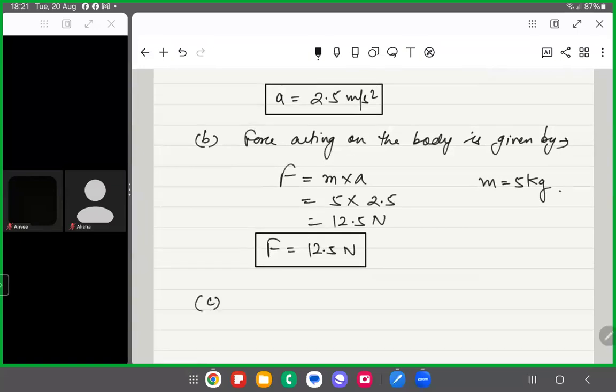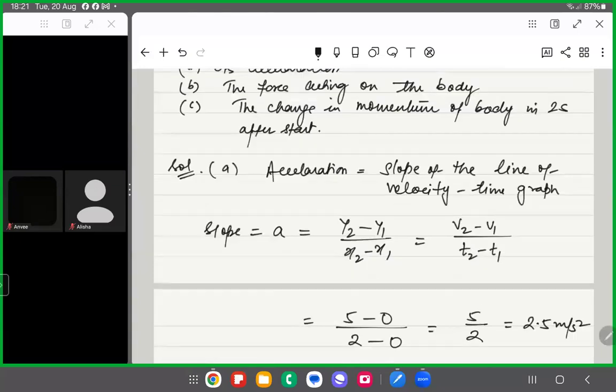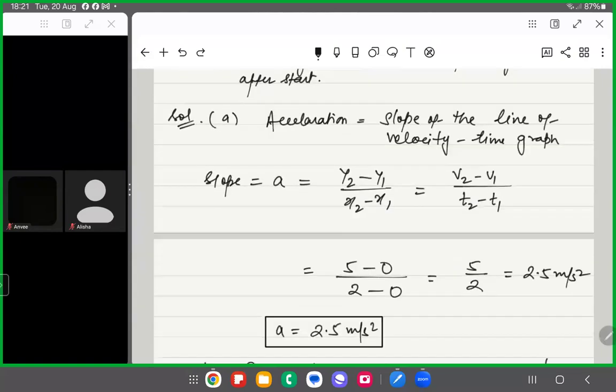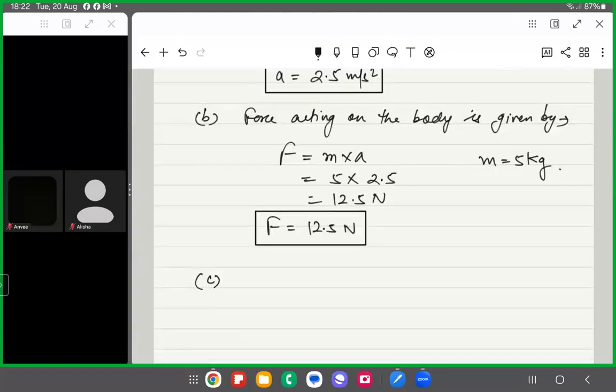C part. In C part, you have to find the change in the momentum of the body in 2 seconds after start. What is the change in the momentum? So write down change in momentum. Change in momentum means you have to find delta p, and delta p is final momentum minus initial momentum, p2 minus p1, yes or no?